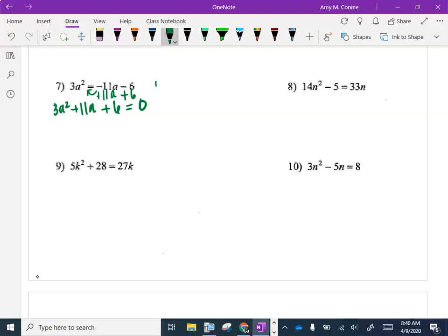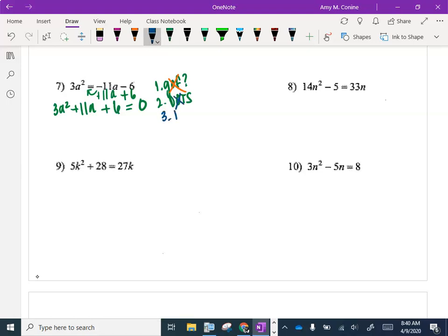So first things first, do I have a GCF? Well, 3 and 6 have something in common, but they do not have that in common with 11. So remember, do not force a GCF. So that's gone. It's not difference of two squares because it's 3 terms.